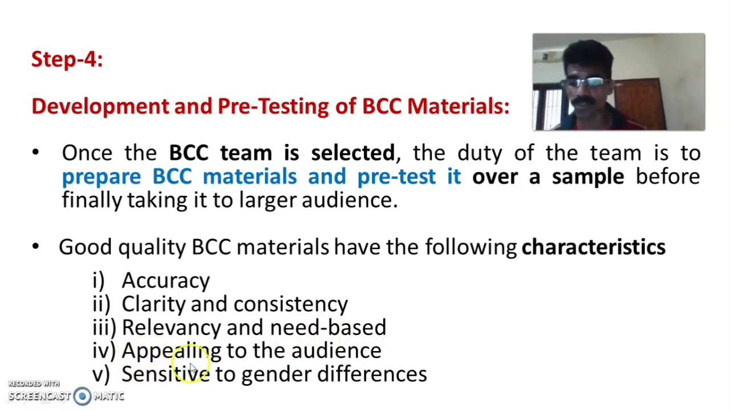The BCC material must also be appealing to the audience, according to the acceptance of the audience. The last one is sensitivity to gender difference. The individual, family, community may be male or female, so BCC material must be sensitive to either the male or the female. So: accuracy, clarity and consistency, relevancy and need based, appealing to the audience according to their cultural and religious practices so it can be accepted by the audience, and sensitive to gender differences.